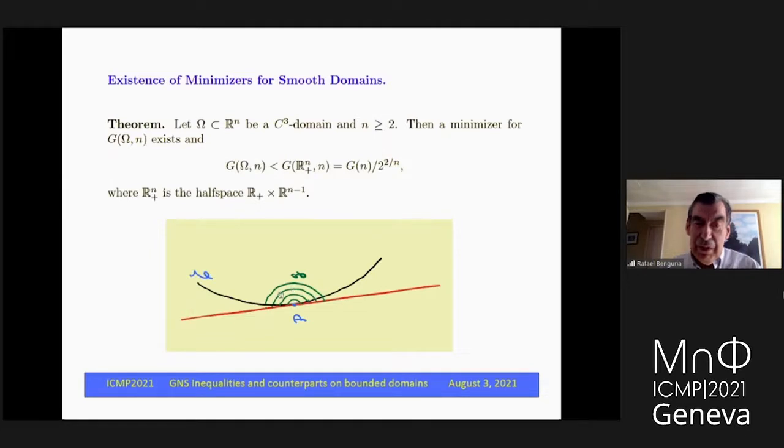And we compare this solution to the solution to the whole space by thinking that the whole space is contained by two half spaces here. And after a whole calculation, we prove that G of omega is strictly less than what it should be. And using concentration compactness, we prove existence.